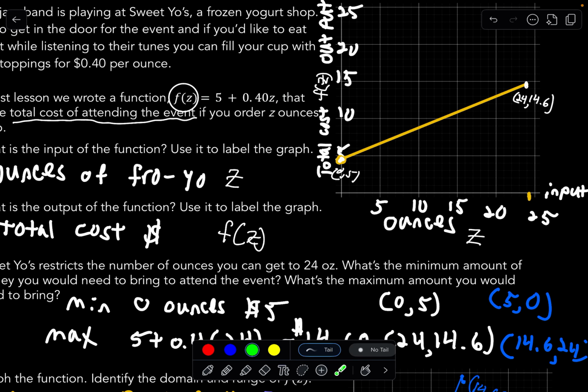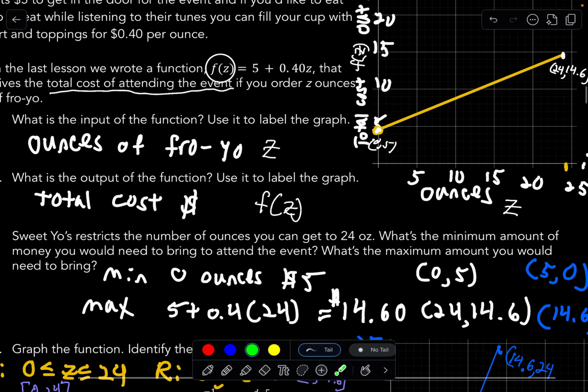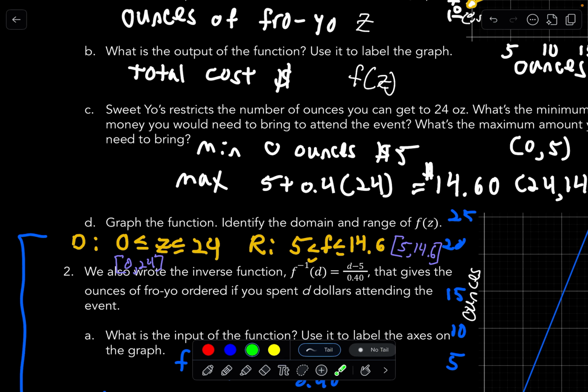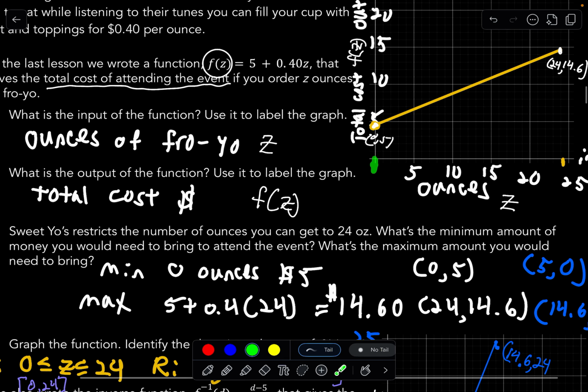Now, what's the domain? Well, the domain is the beginning along the x to the ending point along the x. So that goes from 0 to 24.